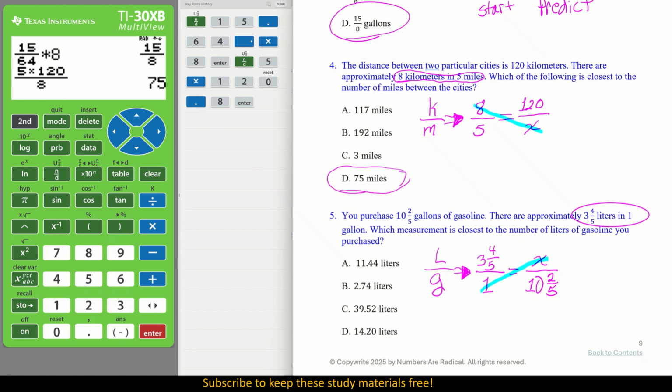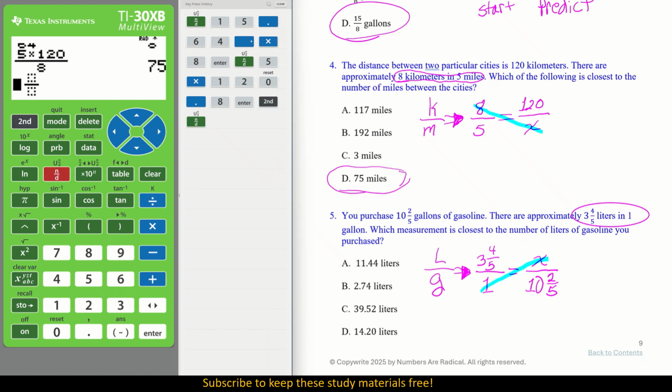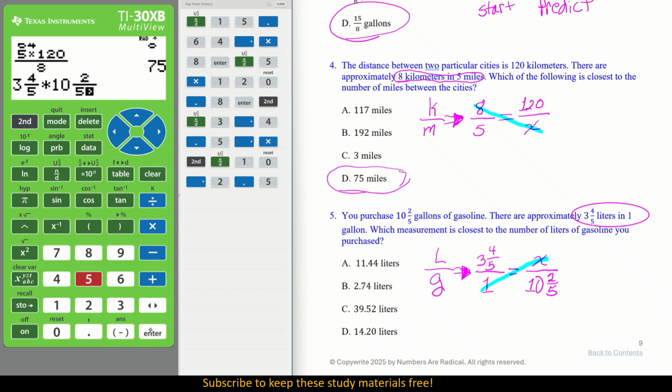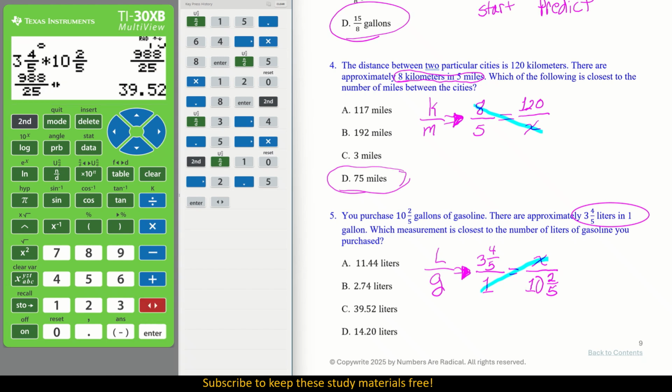Okay, so how do I get that? I need you to push second and fraction. There's your setup. Okay, I'm going to start with a 3 and 4/5. I go over, I push my multiplication. Do the same thing. Second fraction. I put in my 10 and then my 2 over the 5 and I press enter. Okay, but that is not what I need. It gives me a great fraction, but I need a decimal. Not a problem. Simply push your toggle button and you have precisely what you need. And that is option C.